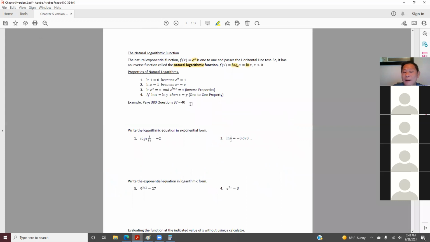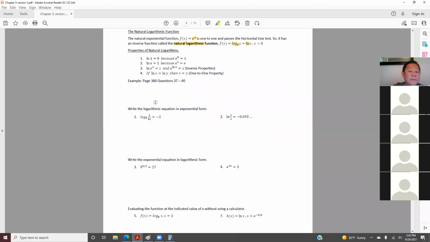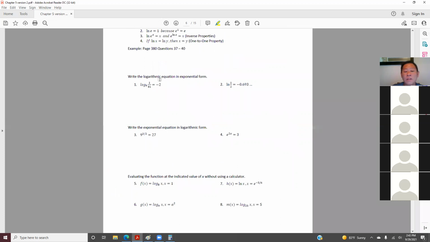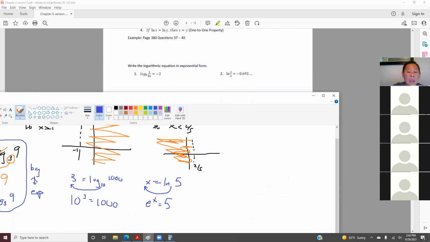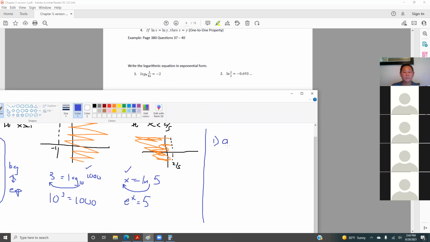Okay, so let's do some examples first, and then we talk about the properties. The first example wants us to write this into exponent form, so it's like moving your base here. Can someone tell me how you write question 1 from log to exponents? Move your base. That's what we did over here. Anyone? 9 to the power of -2 equals to? 1/81. Yep, that's it. Okay, very easy.